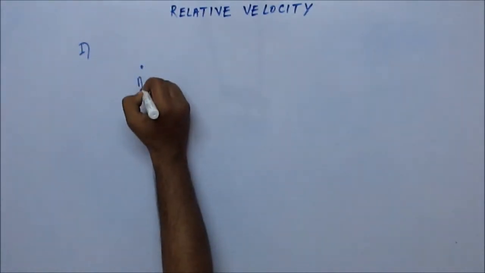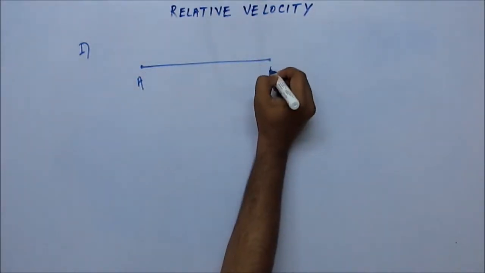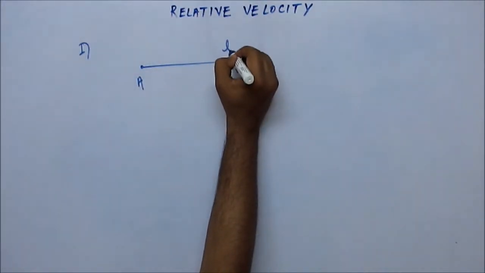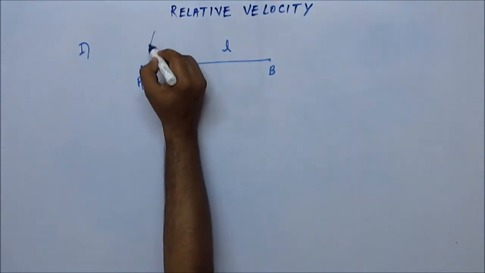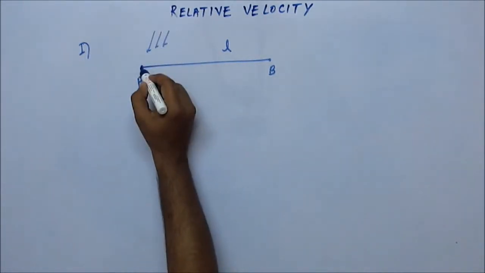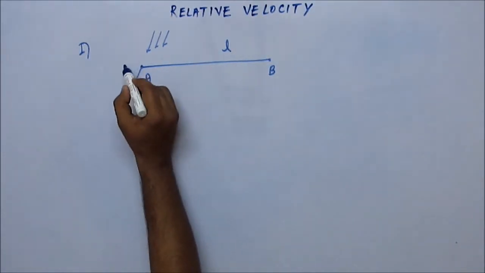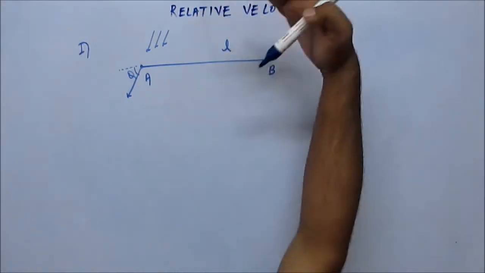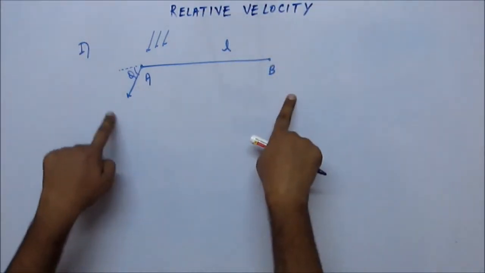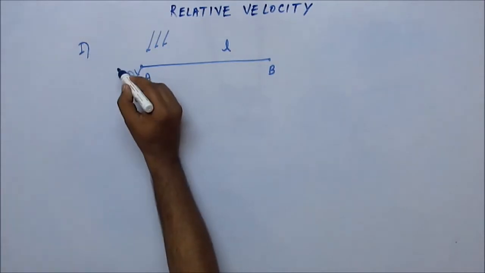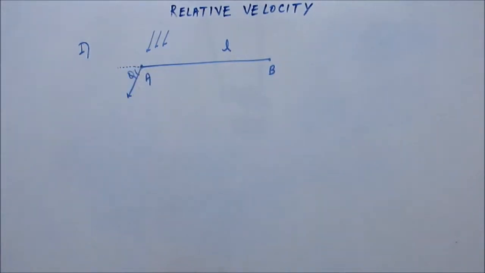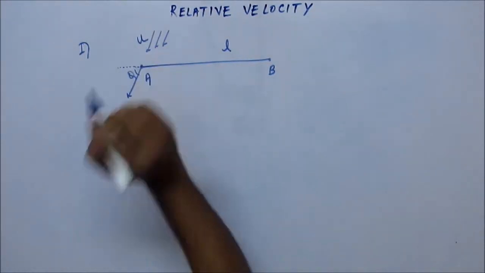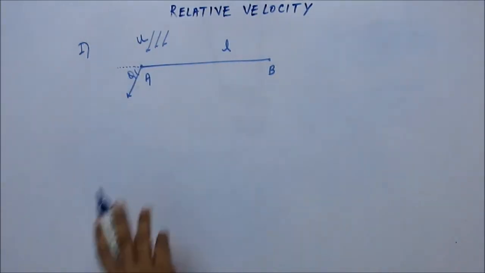Suppose there are 2 points A and B. The distance between them is L, and wind is blowing in this direction. The angle which the wind is making with this line joining A and B is theta. So wind is blowing all over the path between A and B at an angle theta with the line joining A and B.